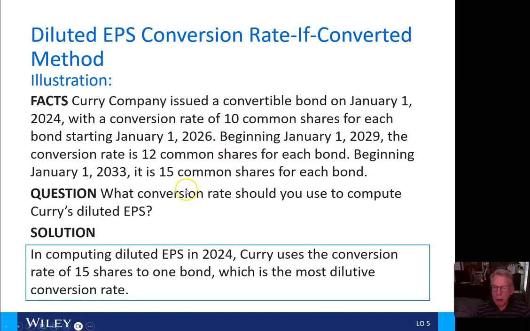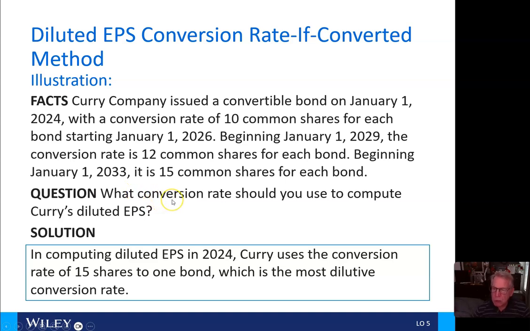Okay, another example. The Curry Company issued a convertible bond on January 1, 2024 with a conversion rate of 10 common shares for each bond starting January 1, 2026. Beginning January 1, 2029, the conversion rate is 12 common shares for each bond. Beginning January 1, 2033, it's 15 common shares for each bond. So the question is, what conversion rate should you use in computing Curry's diluted earnings per share?